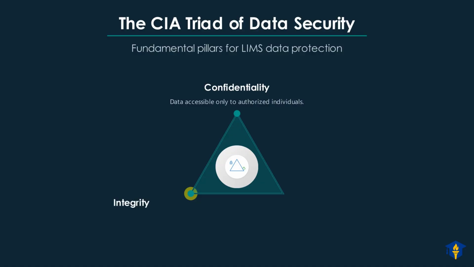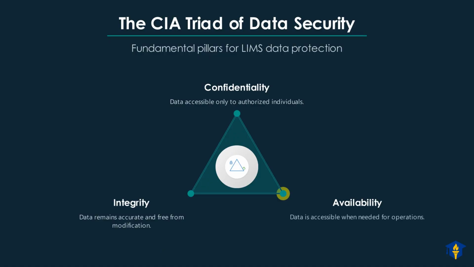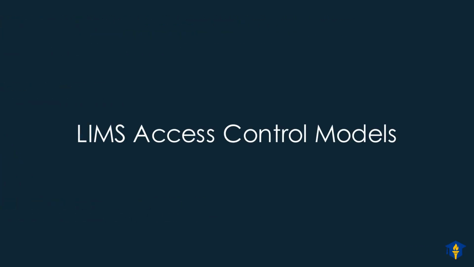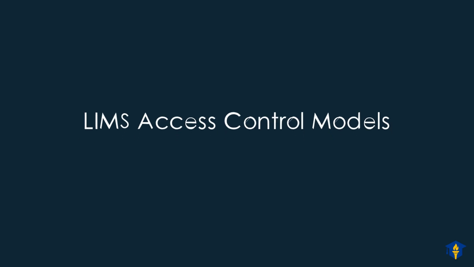Integrity ensures that data remains accurate, consistent, and free from unauthorized modification or alteration. This guarantees the trustworthiness and reliability of all laboratory results and records. Availability ensures that data is accessible and usable when needed for laboratory operations and decision-making. This means the system and its data are reliably operational to support ongoing work. Let us explore various LIMS access control models, which define how users interact with data.